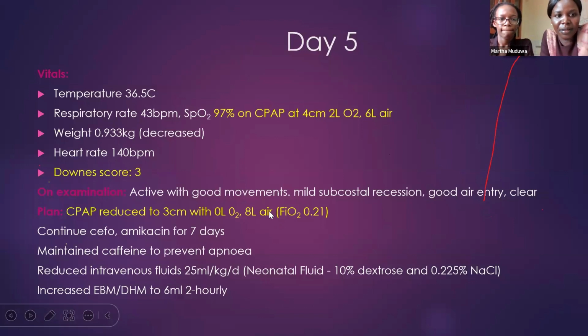Then the examination: the baby had good movements, mild subcostal recessions, good air entry with a clear chest. The plan of management was to reduce the oxygen and increase the air. Continue with the antibiotics for at least 7 days, maintain caffeine to prevent apneas, and reduce fluids to 25 mL per kg, because at this point we are also giving the baby their milk.